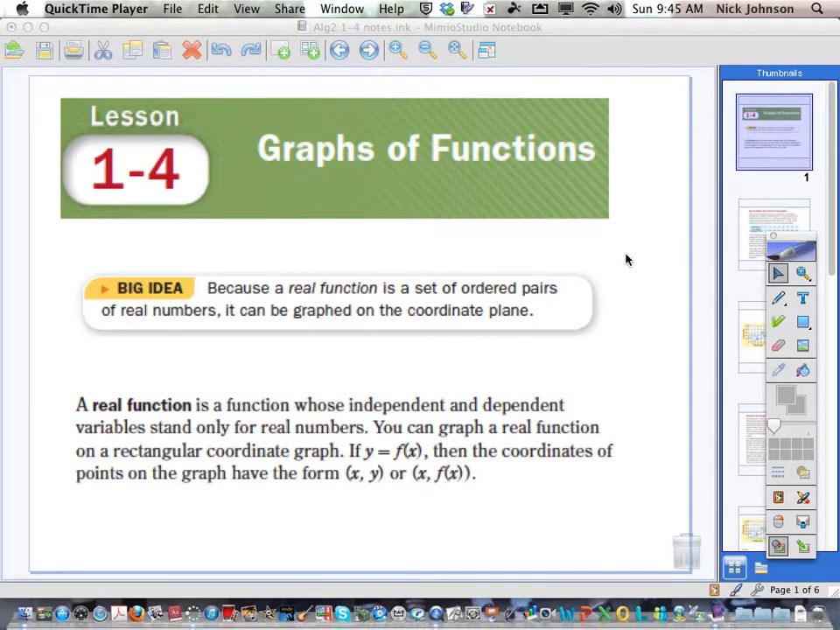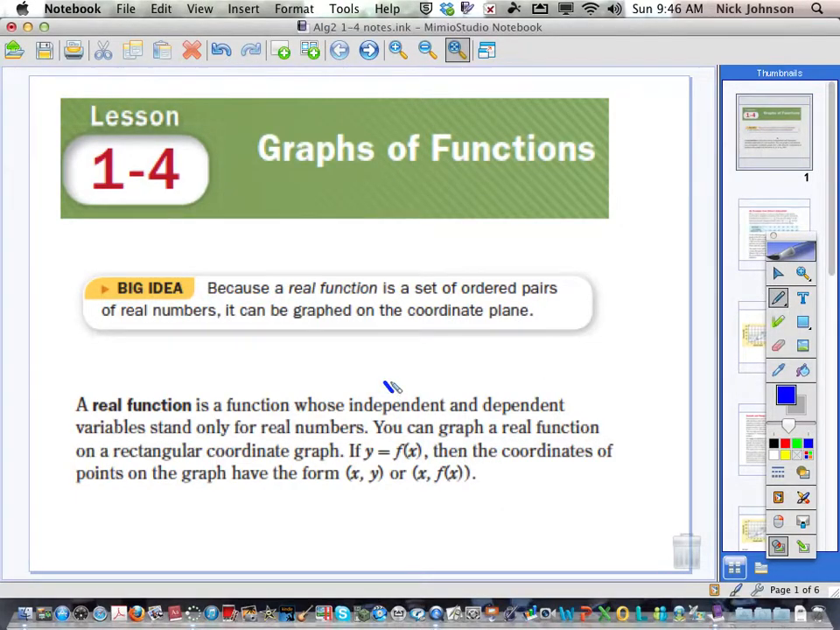Today we're going to talk about Lesson 1-4, Graphs of Functions. Because a real function is a set of ordered pairs of real numbers, we can graph that on a coordinate plane. A real function is a function whose independent and dependent variables stand only for real numbers. Remember, our independent variables are our x values, our dependent variables are our y values. That's important that you remember that. We're going to be dealing with that all the time.